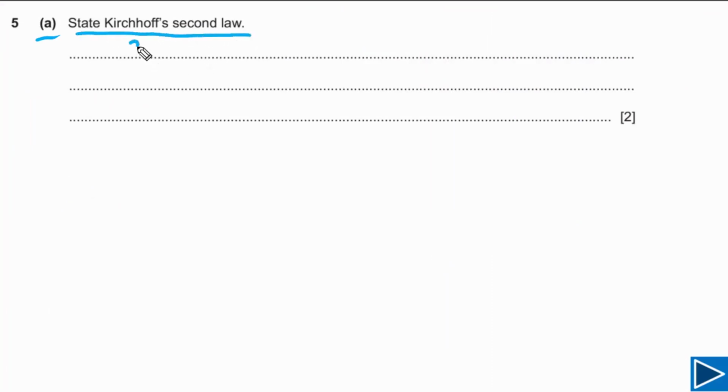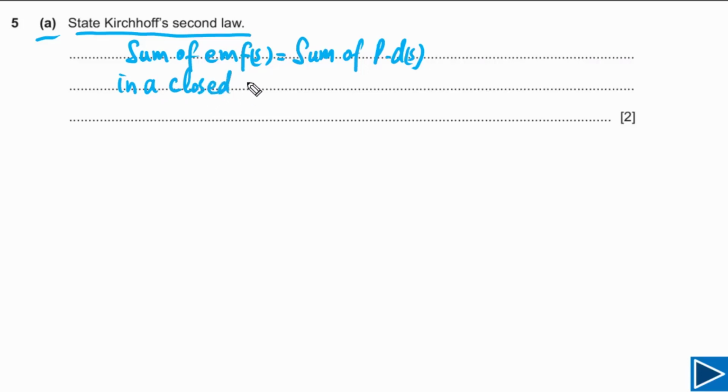Kirchhoff's second law simply tells us the sum of EMFs. EMFs means if we have more than one electrical source in the circuit, that has to be equal to the sum of potential differences, or simply we can say the sum of PDs in a closed circuit. We also need to mention in a closed circuit, or you can also say in a closed loop.